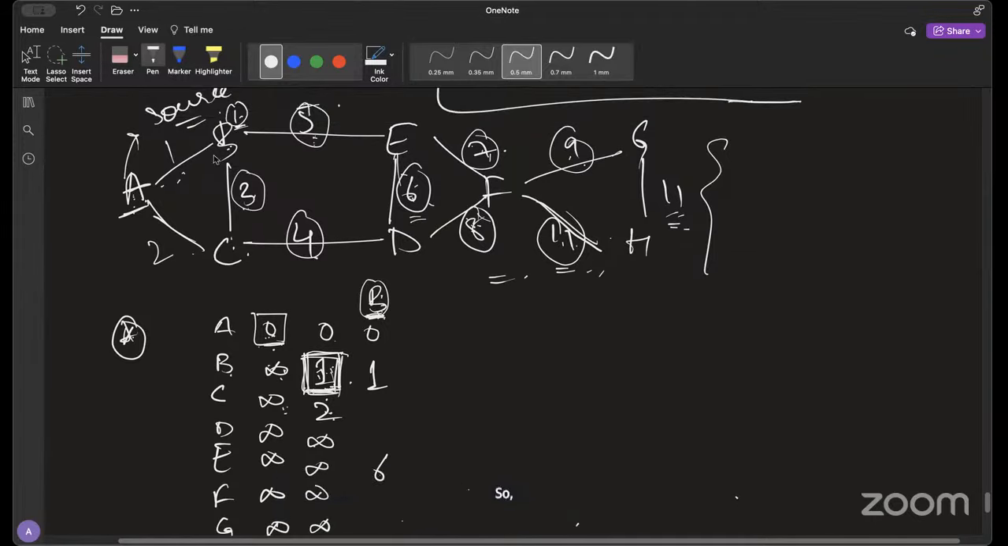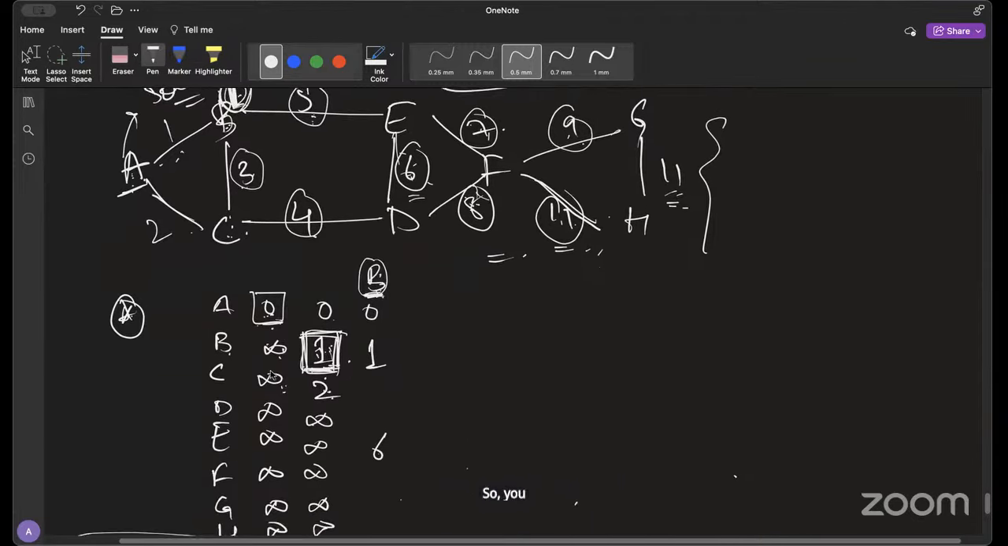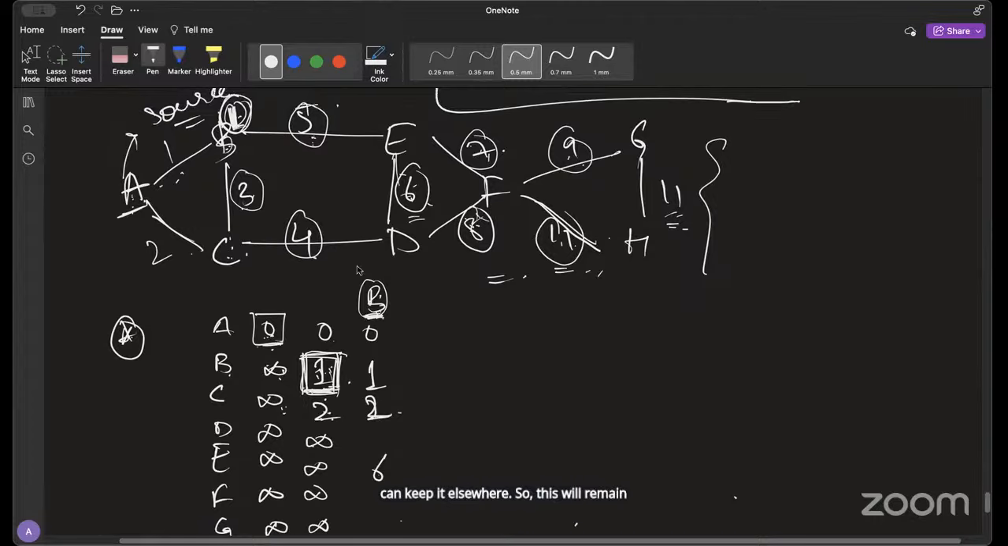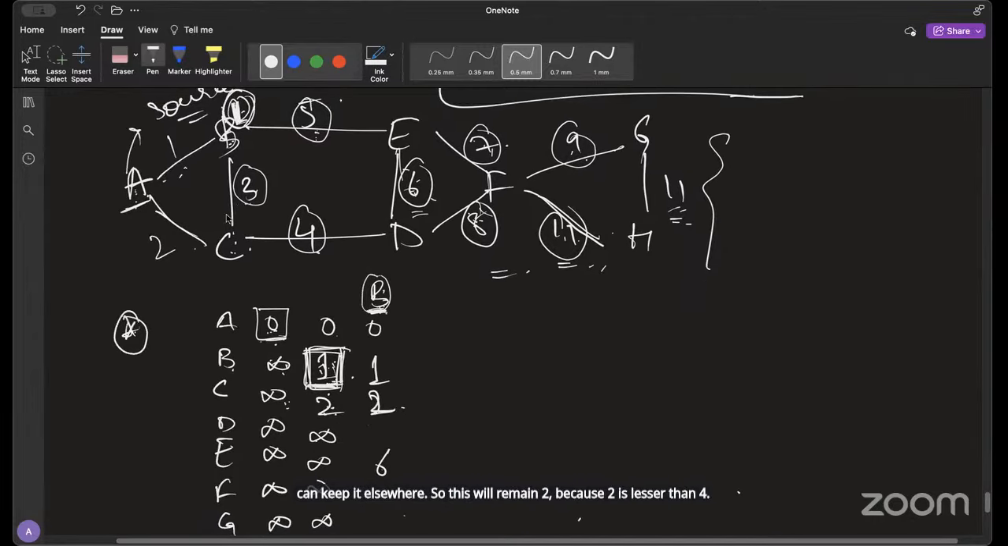Then you start visiting the direct neighbors of B. B has directly an edge with C, so the distance to C will be 1 plus 3, where 1 is the fixed distance to B. So you'll have a 4 here. But you already have 2 here, so you don't need to update it. This will remain 2 because 2 is less than 4. So we'll have a 2 here.